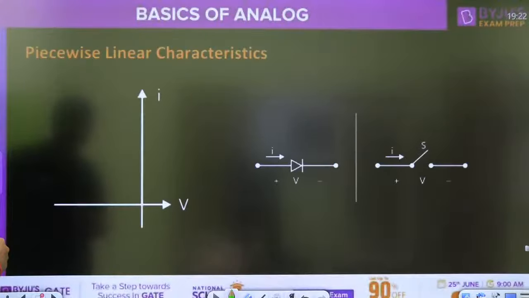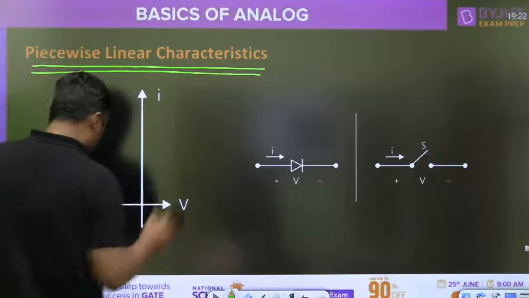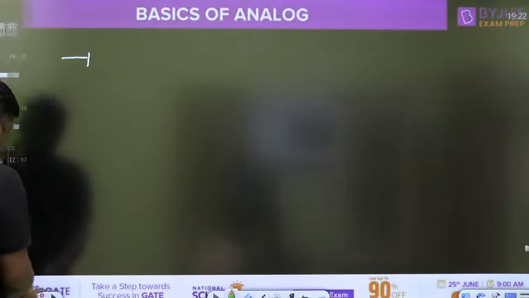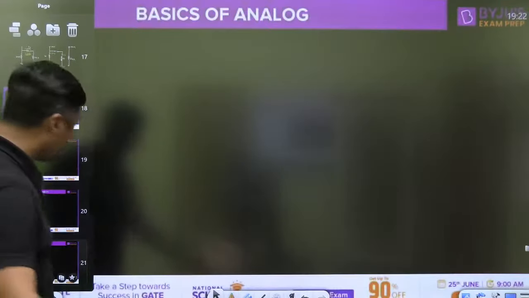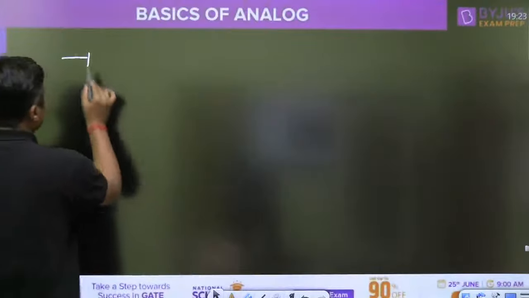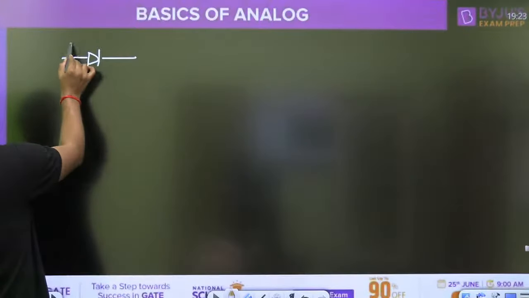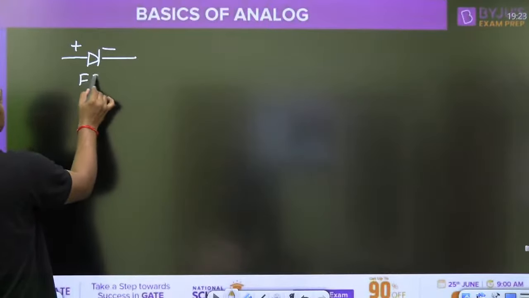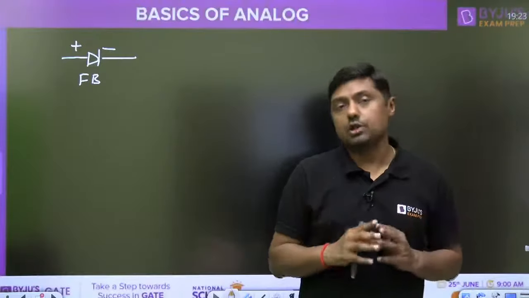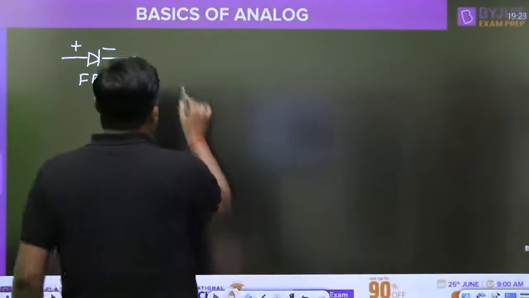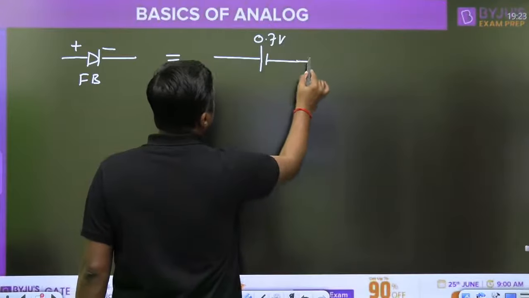Next thing is, this is called piecewise linear characteristics. Okay? Piecewise linear characteristics. Now, when I want to solve another question, another diagram on that. That is the case. Second case. Now, this is the plus, this is the minus. Again, it is a forward bias. Under practical condition, the drop across the diode is what? 0.7 volt for silicon. So this is replaced by a battery of 0.7 volt for silicon.